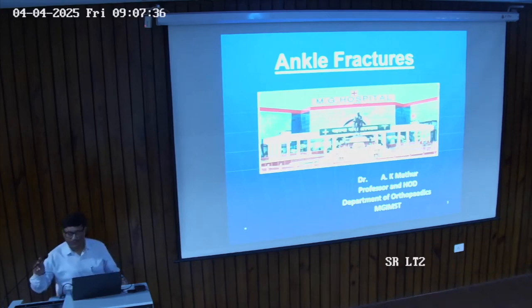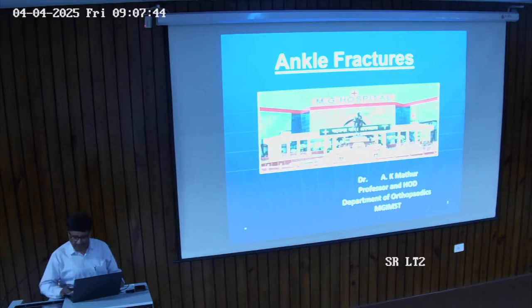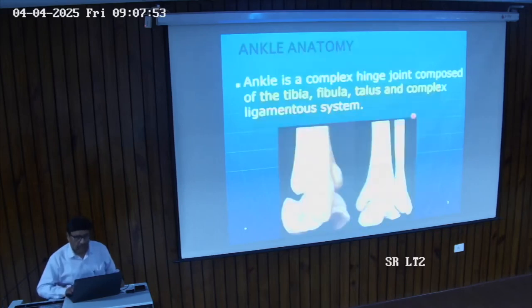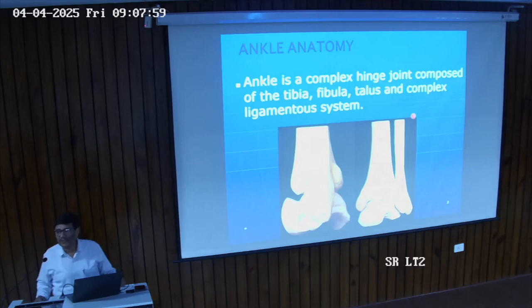Okay. So I'll be talking about the ankle fractures. These are very common injuries. And to understand ankle fractures, it is very important first to understand the ankle anatomy.